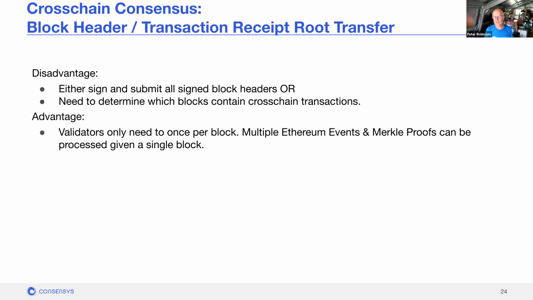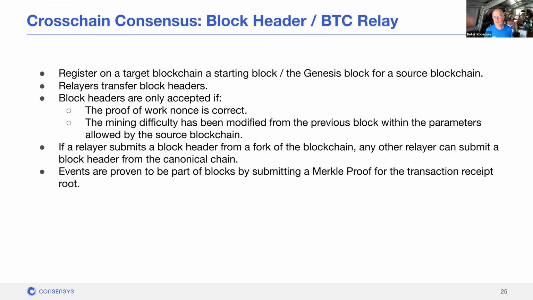Another way is essentially what the BTC Relay team did. And so the idea is that you register on the target blockchain the starting block, so the genesis block or a starting block that you're going to use from the source blockchain. And then you transfer the block headers, and the block headers are accepted if the proof of work nonce is correct and the mining difficulty is correct. And also, obviously, that the blocks are linked together with the hashes.